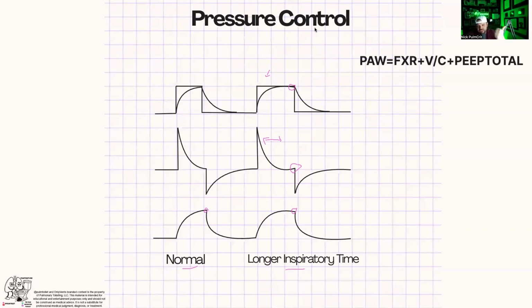But if the patient's passive and we didn't change anything about the mechanics, i.e. we didn't change the delta pressure, then you won't get any more flow and volume. Therefore, your airway pressure will be the same.